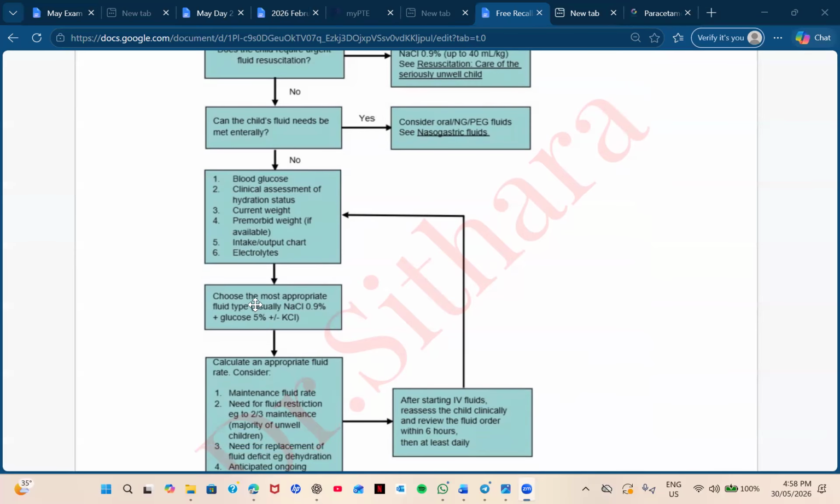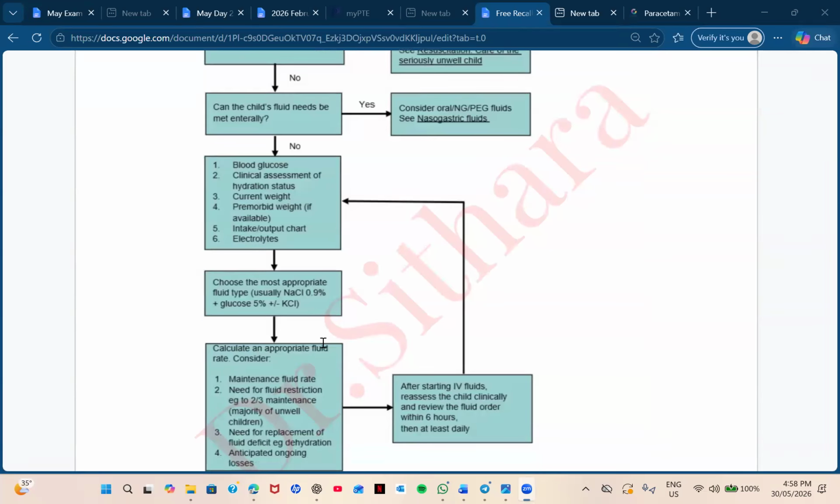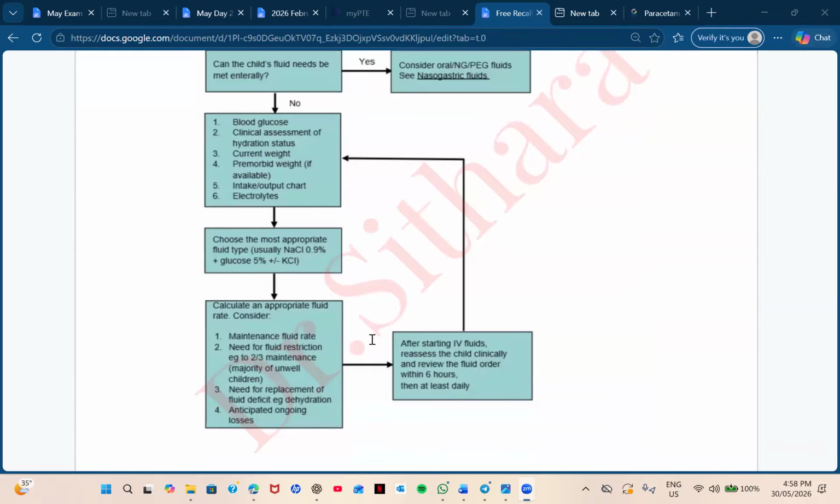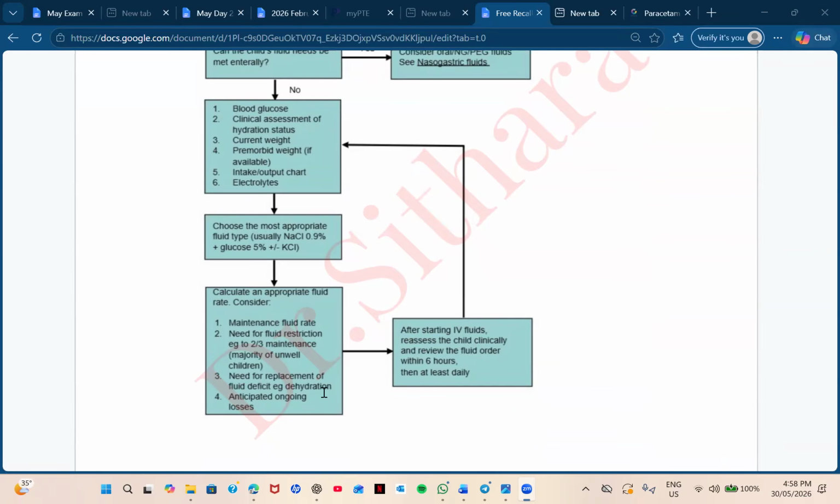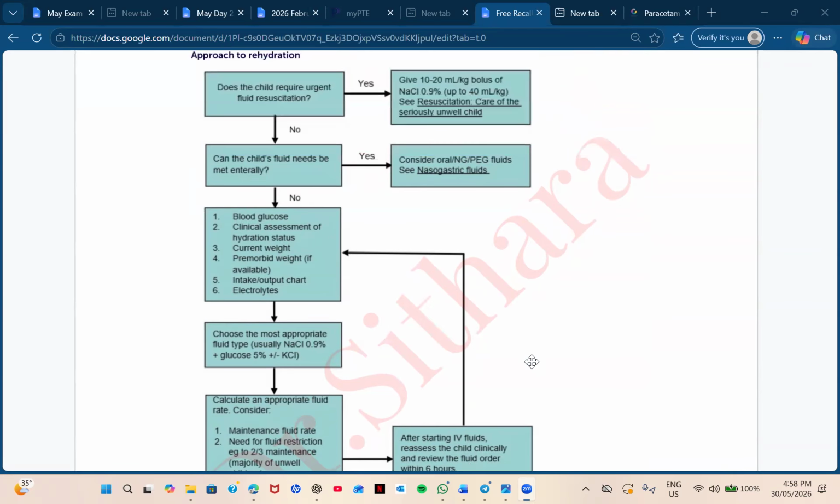Then you have to choose the most appropriate fluid type, that means sodium chloride 0.9% plus glucose 5% with or without KCl. Then calculate the appropriate fluid rate, consider maintenance fluid rate and the need for fluid restriction, for example two-thirds maintenance. The majority of unwell children need replacement of fluid. After starting IV fluid, reassess clinically and review the fluid order within 6 hours. So this is the way you have to choose.